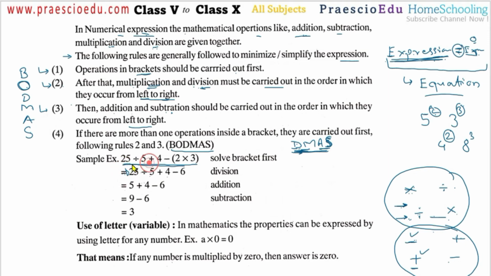So after this, we have to solve the division first, and parallelly we can solve this bracket also. The bracket is 2 3s are 6 here. After the bracket there is the minus sign, so maintain the minus sign. Here 25 divided by 5 is 5. So this step is solved, and this step after the bracket. Here 5 plus 4 minus 6. Now in this one, addition and subtraction, which one should be carried out first? The one from the left side.